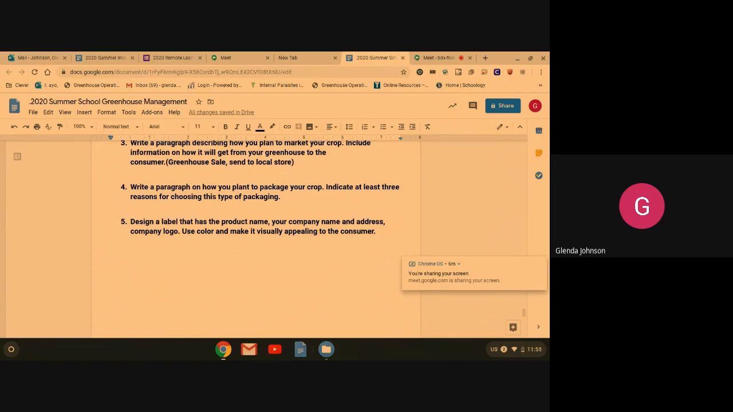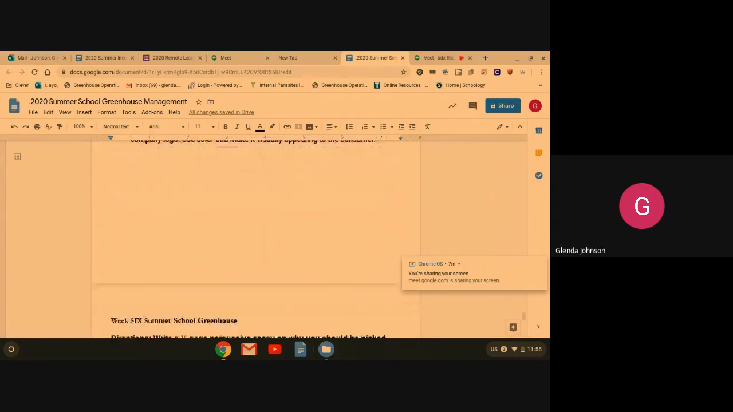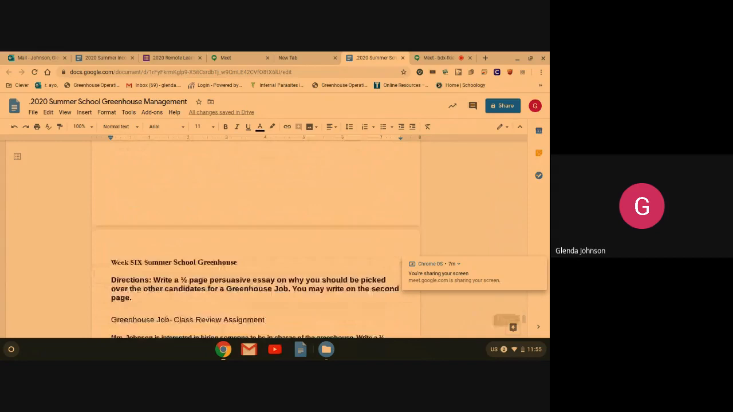Design a label that has a product name, your company name, address, and logo. Use color; it'll make it visually appealing to your customers. Again, you can just draw that out. It doesn't have to be on the computer.